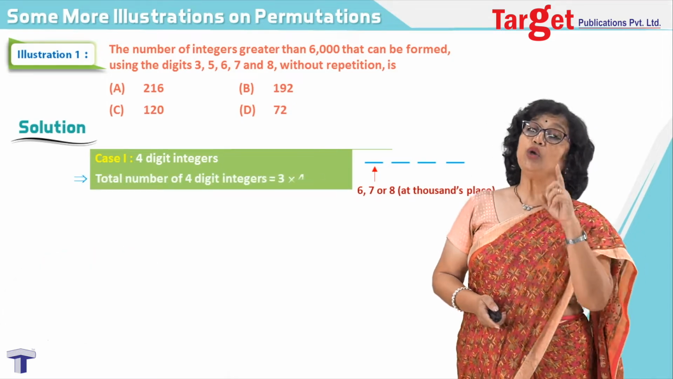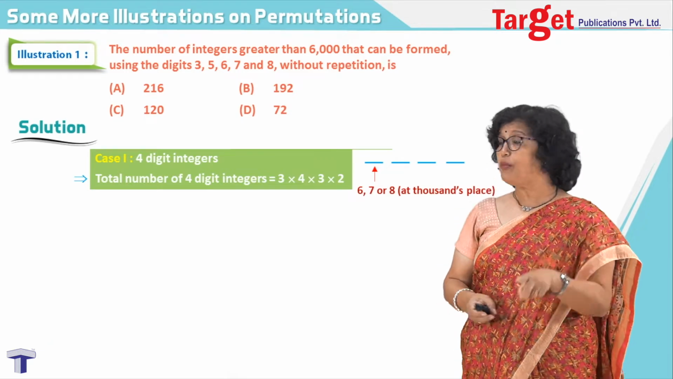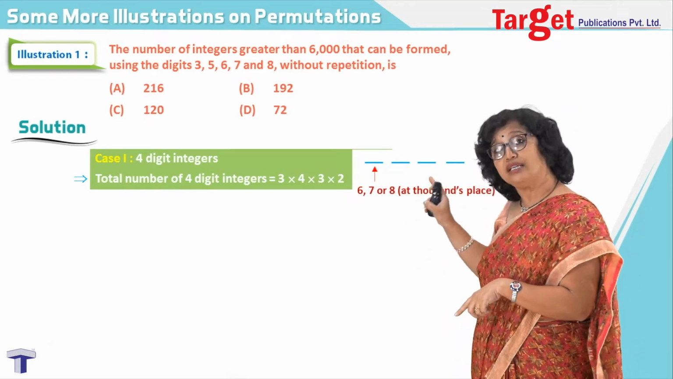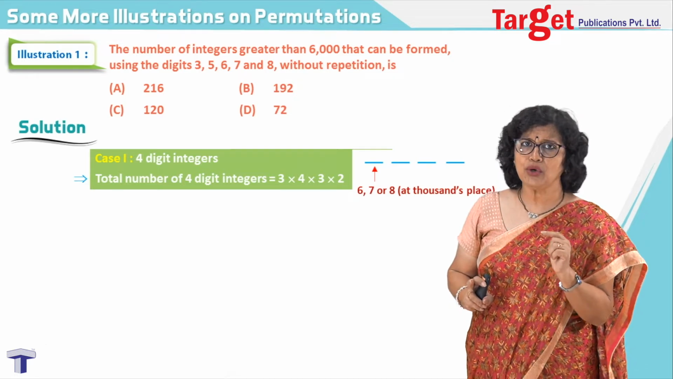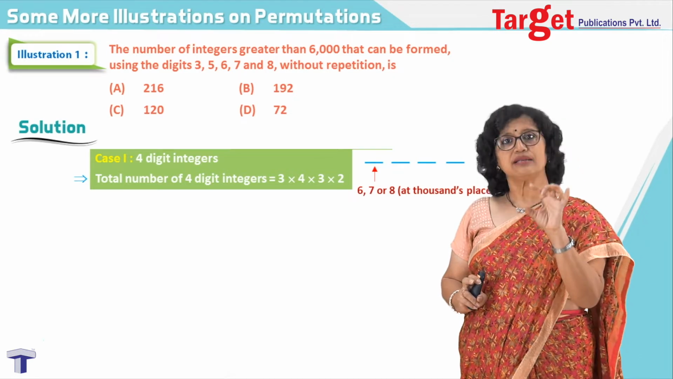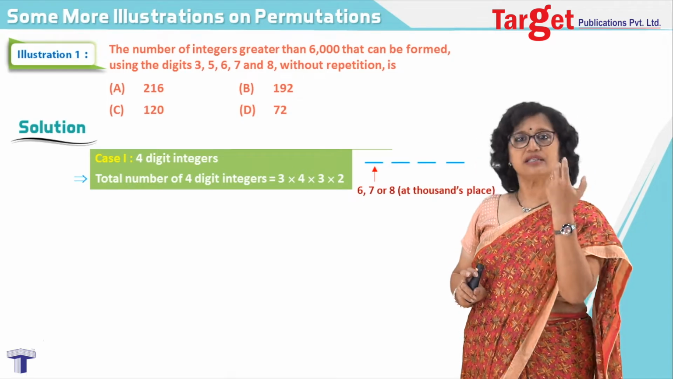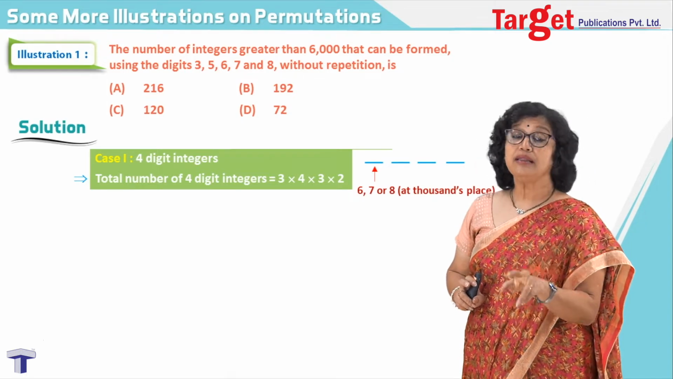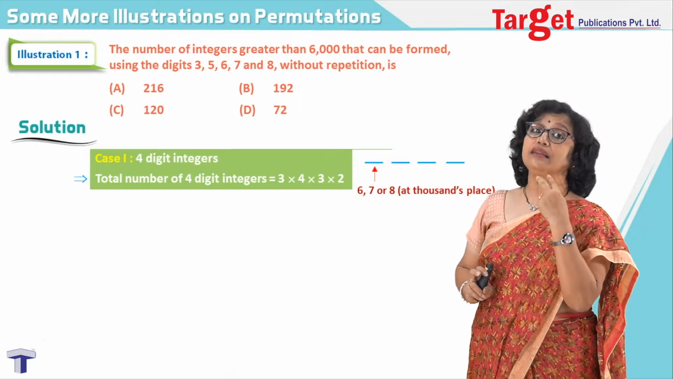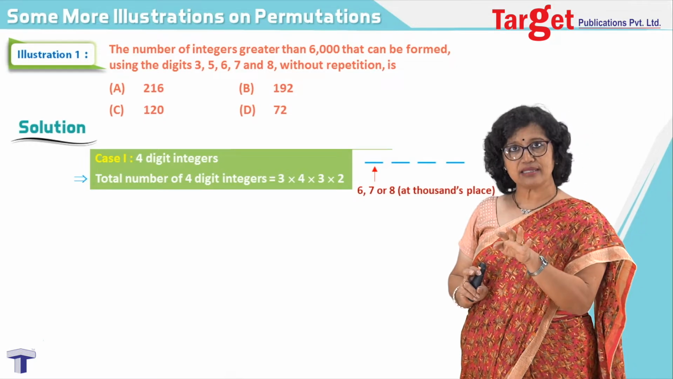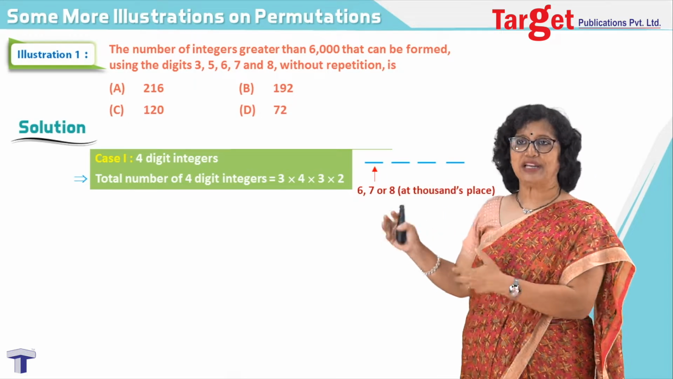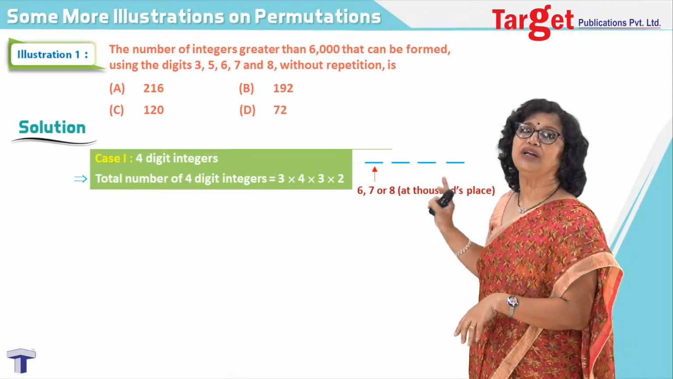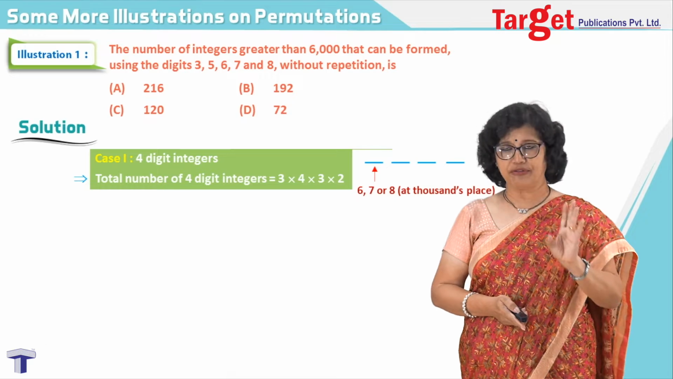Correct? So the total number we are looking for would be 3 into, and see the further part I have written, 4 into 3 into 2. Why have I written 4 into 3 into 2? Because the first place has 4 options. Again, 1 digit has gone in that particular place. Then 3 options would be left for the next place. Then next to that, 2 options would be left, and so that is the explanation. So 3 into 4 into 3 into 2. That would be the number of the first case.